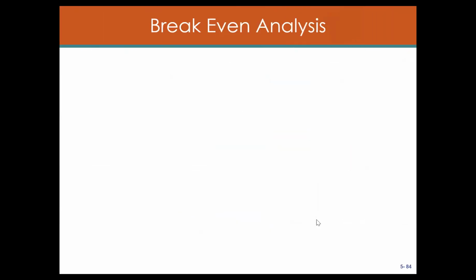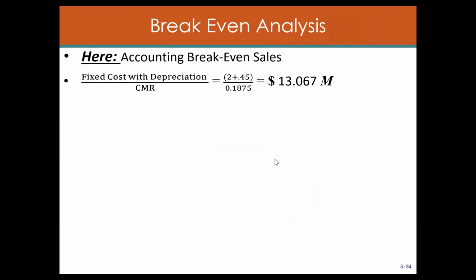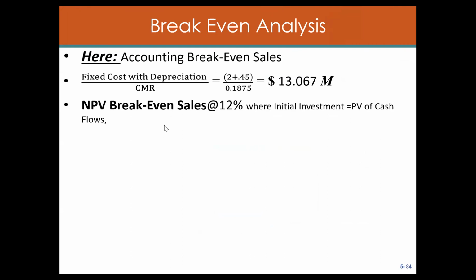The next point over here is the accounting break-even sales, therefore, is fixed cost plus depreciation divided by CMR, which we already calculated is 2.545 plus CMR is 18.75%, 13.067 million is the break-even sales accounting. The net present value break-even sales at 12%. If we take 12% as the discount rate, or the cost of capital, where the initial investment equals your present value of cash flows, then the net present value equals 0 when the initial investment and your present value of cash flows are equal, right?